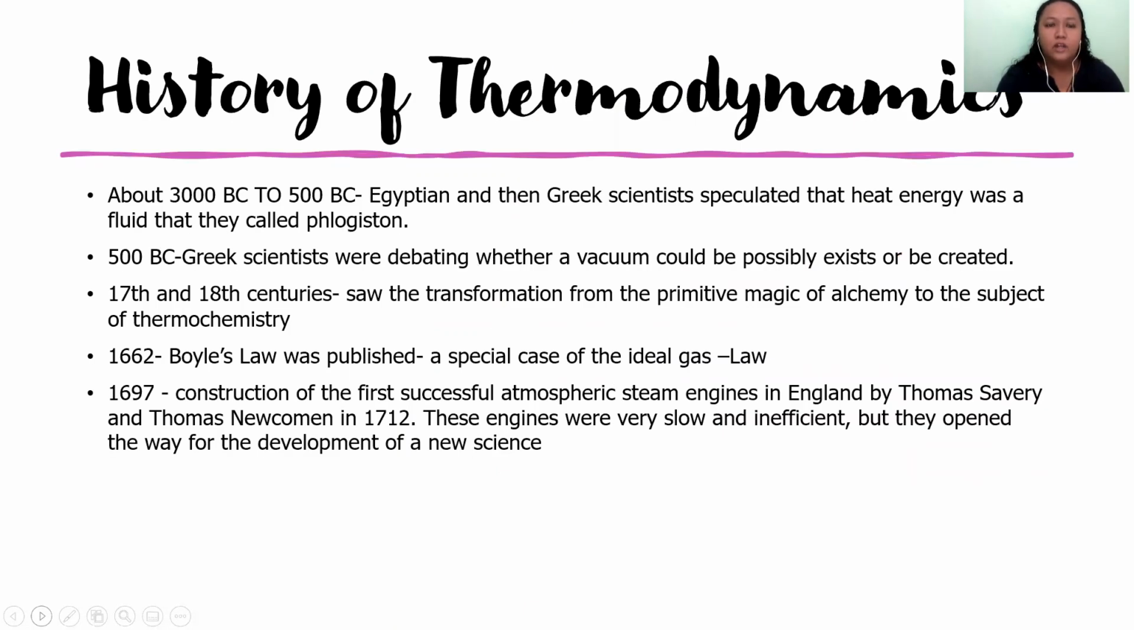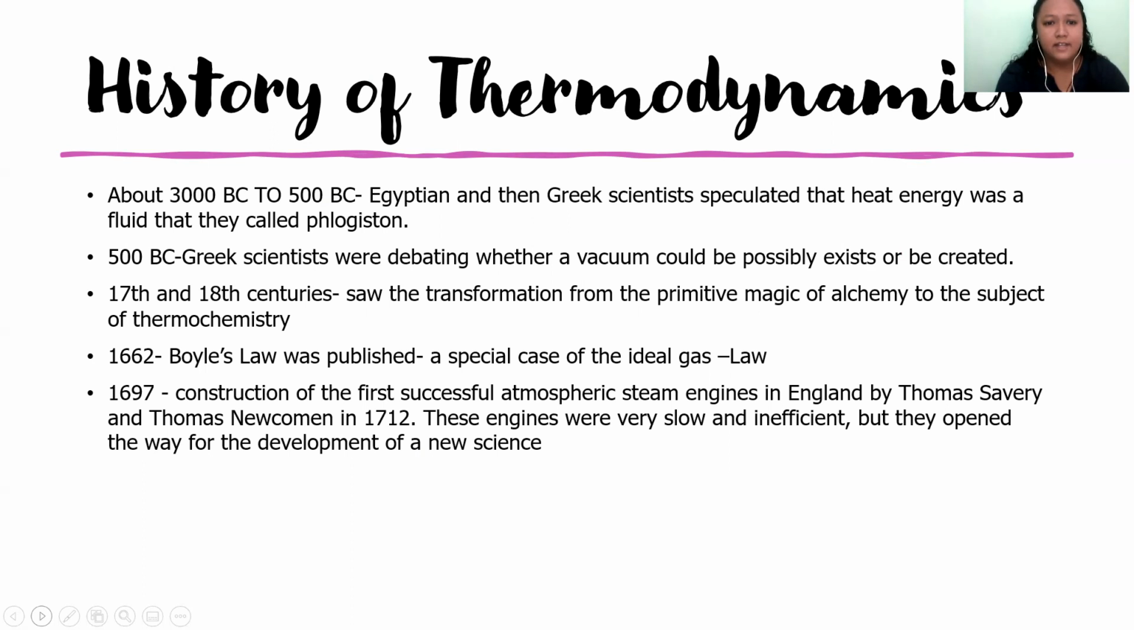So, after a very long run, this is the first start of our thermodynamics. The first one is that about 300 BC to 500 BC, Egyptian and then Greek scientists speculated that heat energy was a fluid that they called phlogiston. Okay. After that, Greek scientists were debating whether a vacuum could possibly exist or be created. So the word vacuum comes in here. And also in the 17th and 18th centuries, we had the transformation from the primitive magic of alchemy to the subject of thermochemistry. Okay. And in 1662, the first published was our Boyle's Law. Okay? Because this is most important especially for the ideal gas.